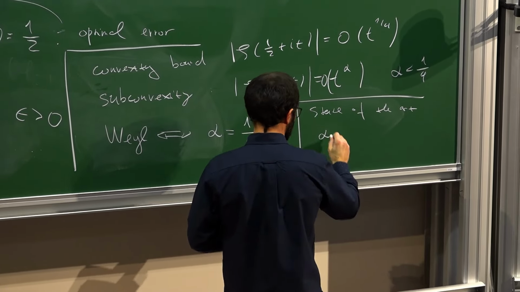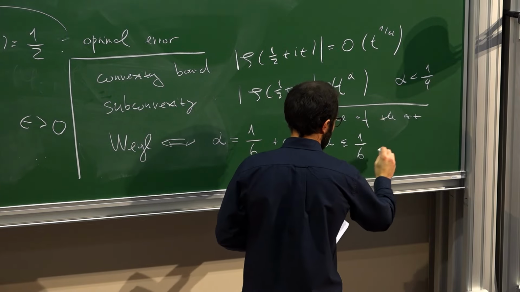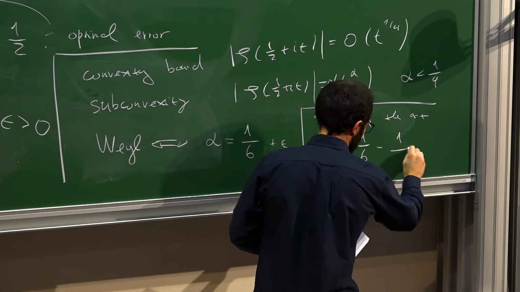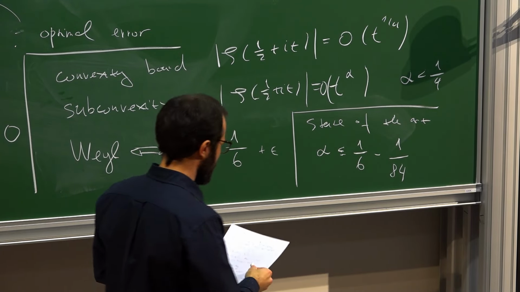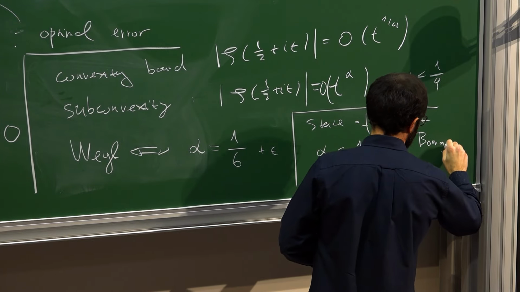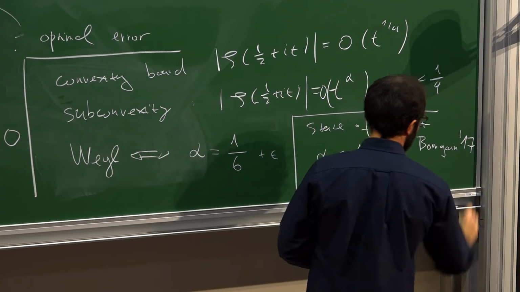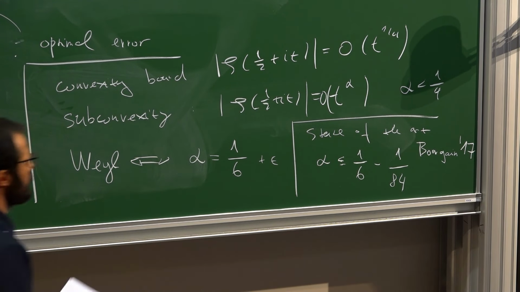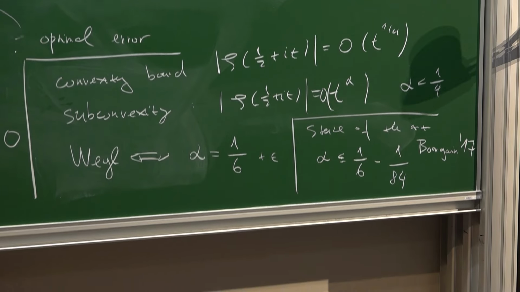is that alpha is better than Weil just by a little bit. So it's 1/6 minus 1/84. And that's due to Bourgain, who used to be a professor here from 2017. So it's an area of current research, improving this exponent towards Lindelöf.